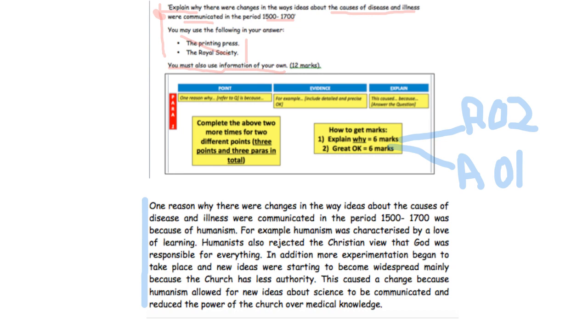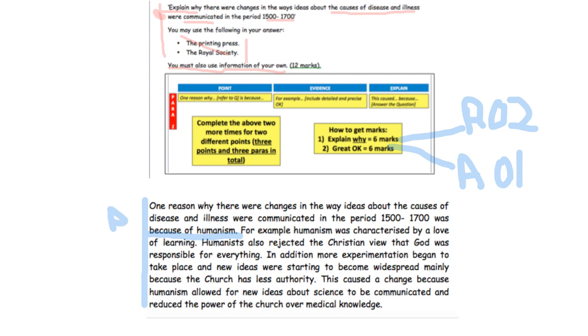So I think that humanism would be another reason for why there were changes in the communication of ideas during the period 1500 to 1700. And I've written my point. One reason why there were changes in the ways ideas about the causes of disease and illness were communicated in the period 1500 to 1700 was because of humanism. So that's my point.